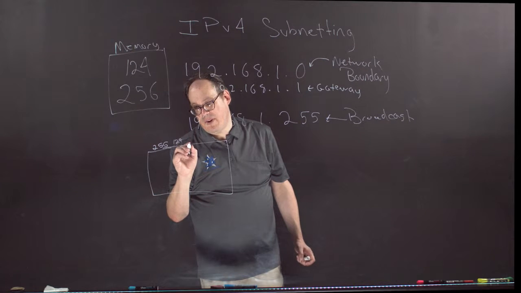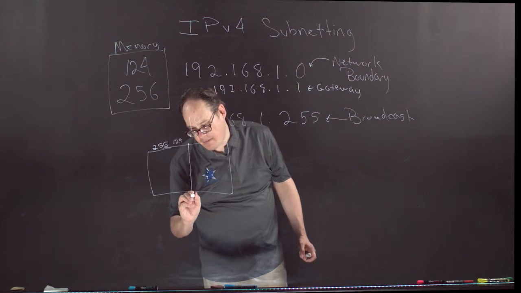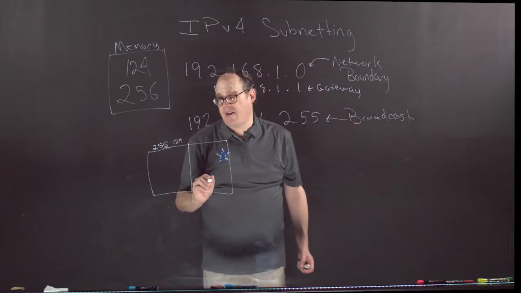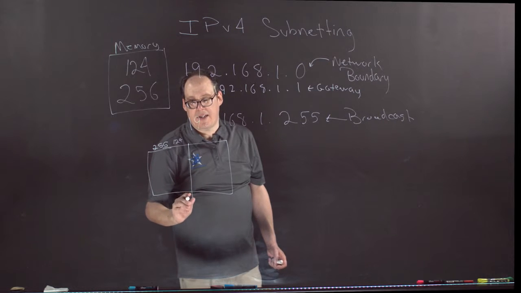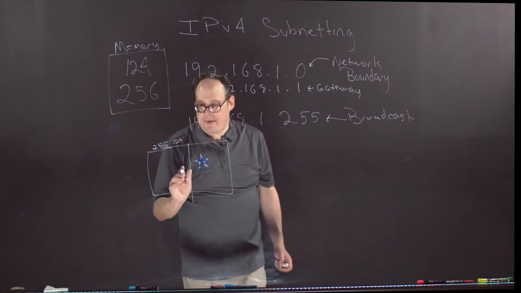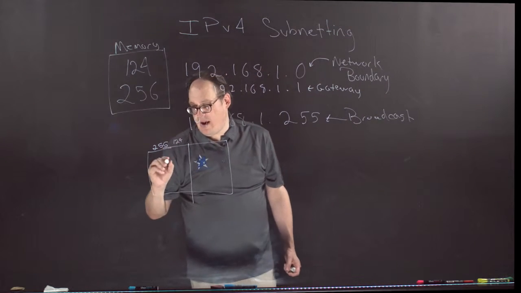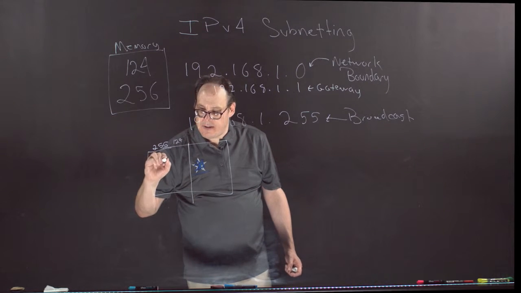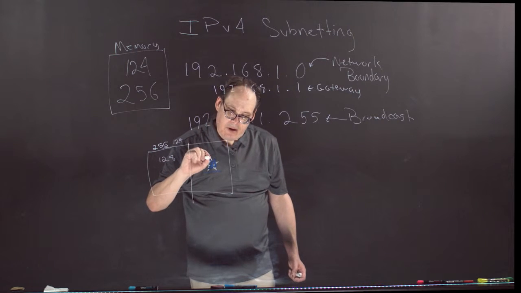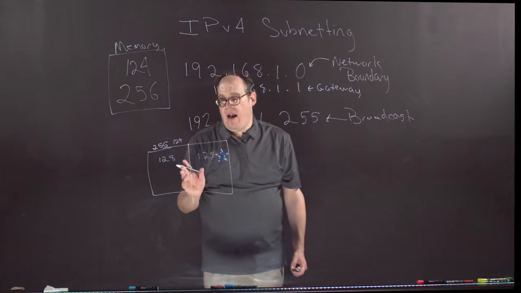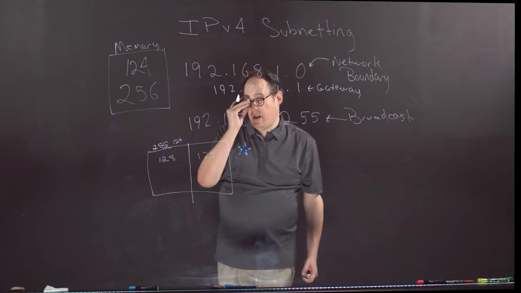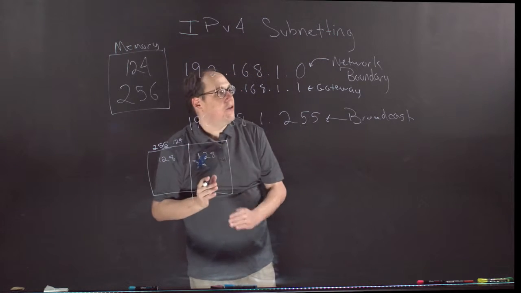Remember when we talked about counting in binary, we talked about the numeric values that were associated with these bits. So what actually ends up happening is when we take one bit away, we split this network in half. So now I have a network that contains 128 and 128. So I'm cutting it directly in half.